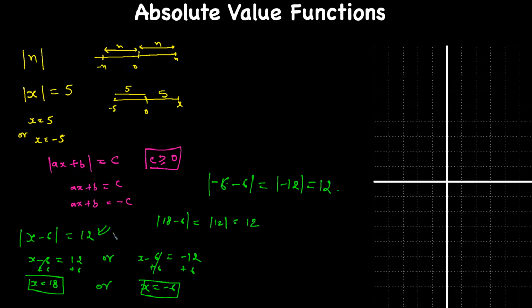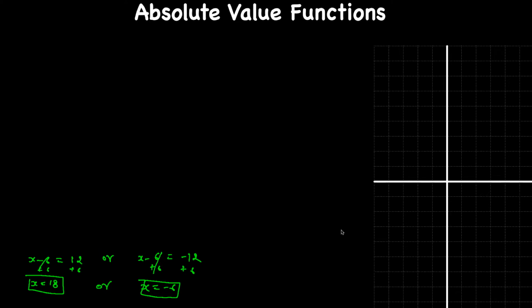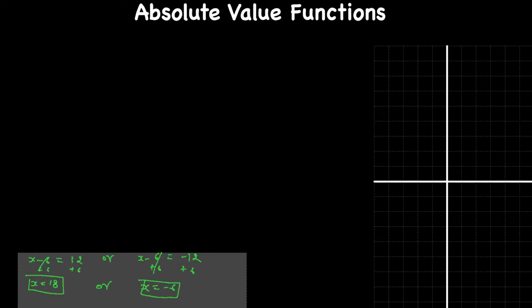Okay, so let's do a couple more examples. Let me make more space over here, that way we can solve more problems. Let's work on the next problem, which is going to be 4 times the absolute value of x plus 9, minus 5 is equal to 19.